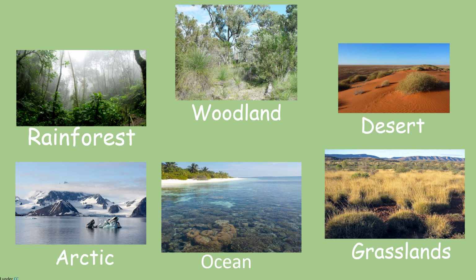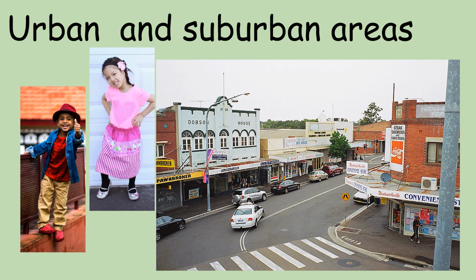But in Sydney, most people live in urban or suburban areas. So you might recognize this picture here. An urban area is where there's lots of tall buildings, so more like in the city. And suburban areas are where there's shorter buildings like houses. And Wentworthville is a suburban area.